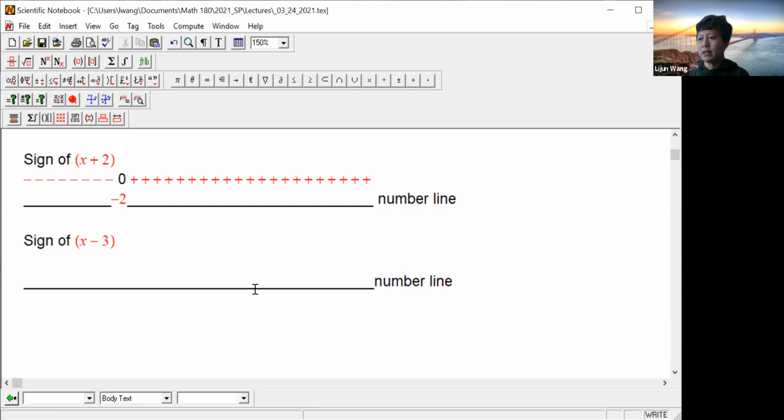I want to be relative to that one. Okay, 0 is somewhere in between, right? So what will be the sign of x minus 3 when x is less than -3? Do you guys follow me? So what sign would you put there? Negative, right? Yeah?